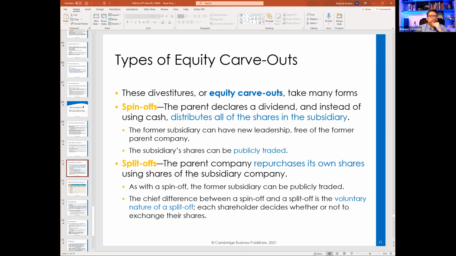Spinoffs and split-offs are very similar, with a minute difference. In the spinoff, the parent declares a dividend and, instead of using cash, distributes all the shares. So just like we learned in previous chapters, a dividend with shares. In a split-off, the company repurchases its own shares using the shares of the subsidiary company. All right, same effect.